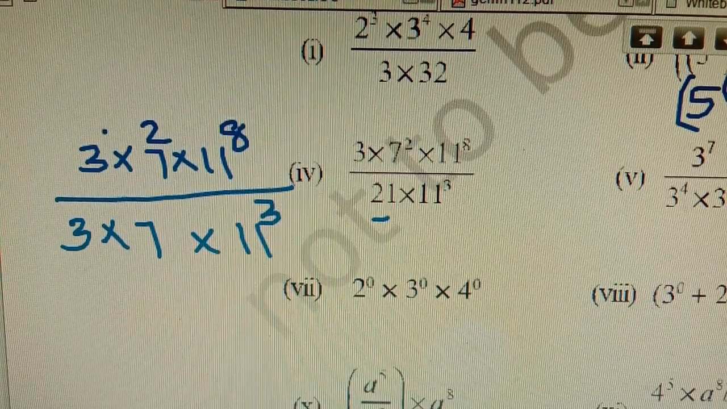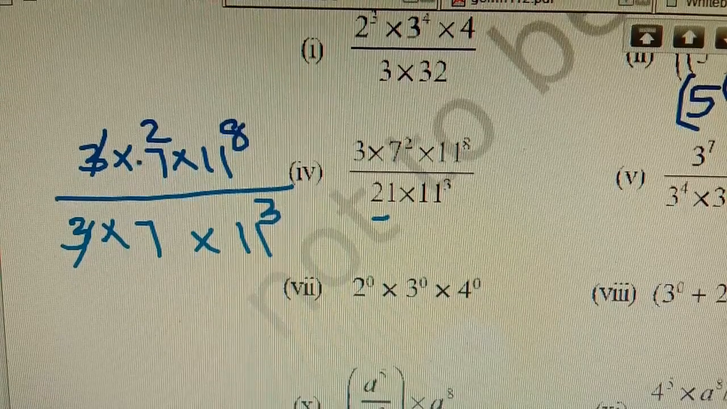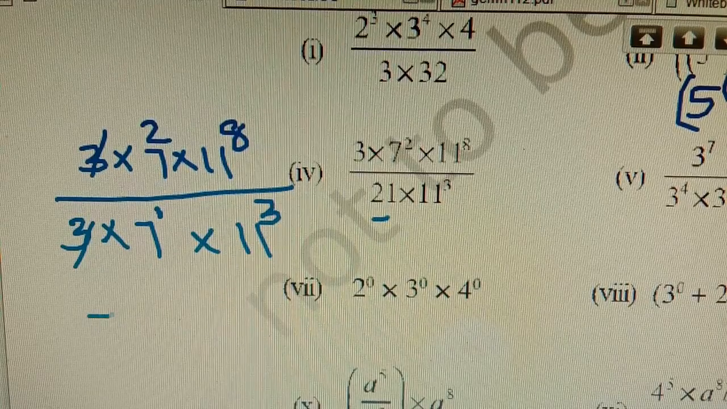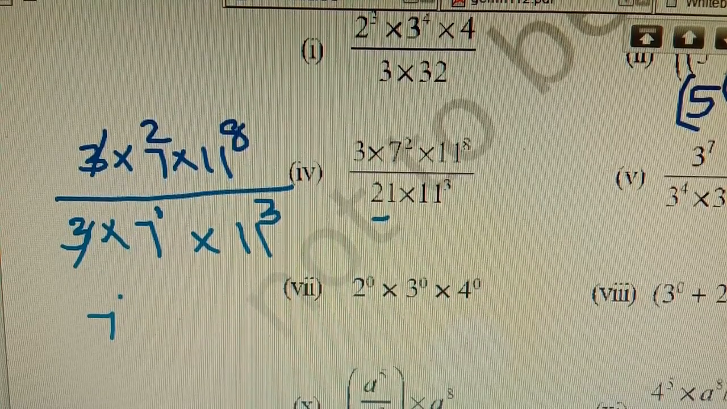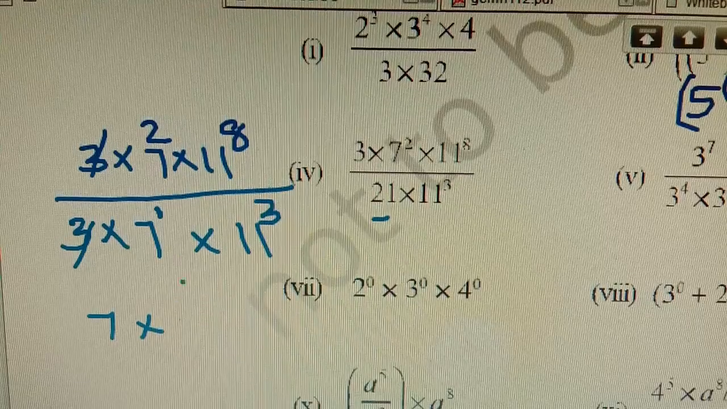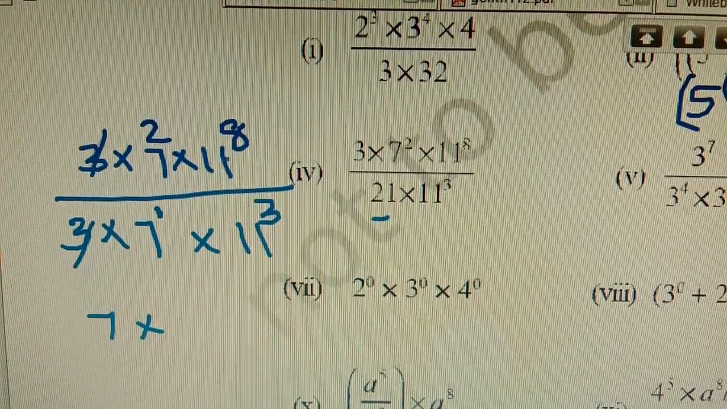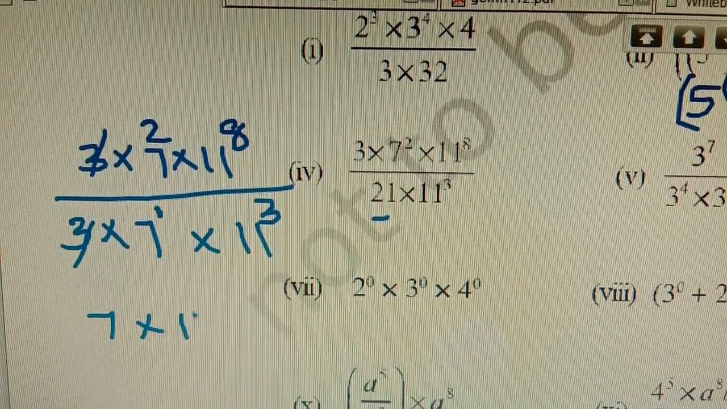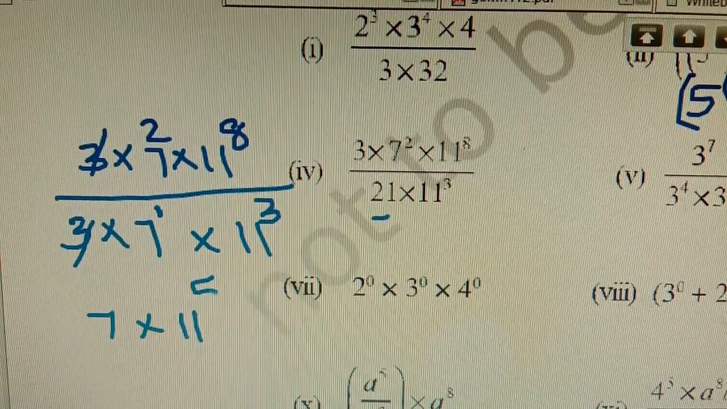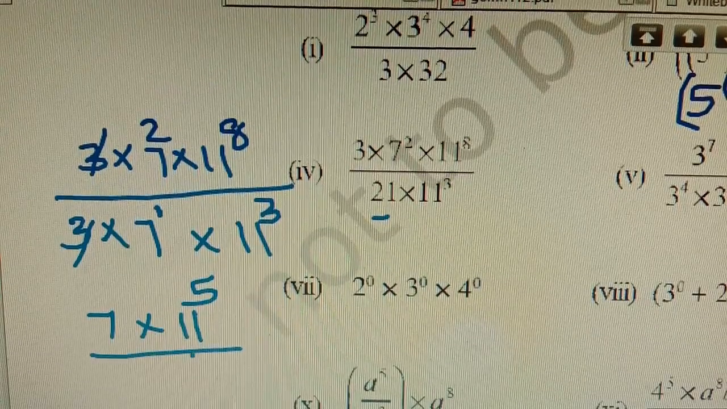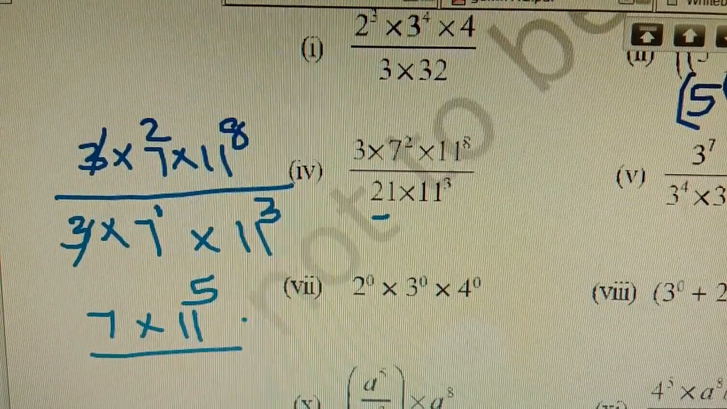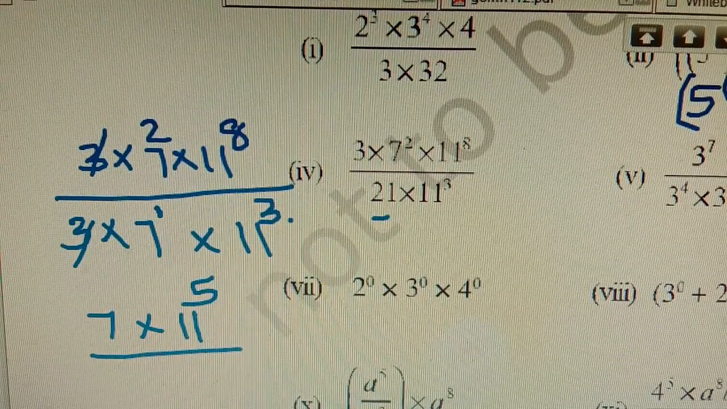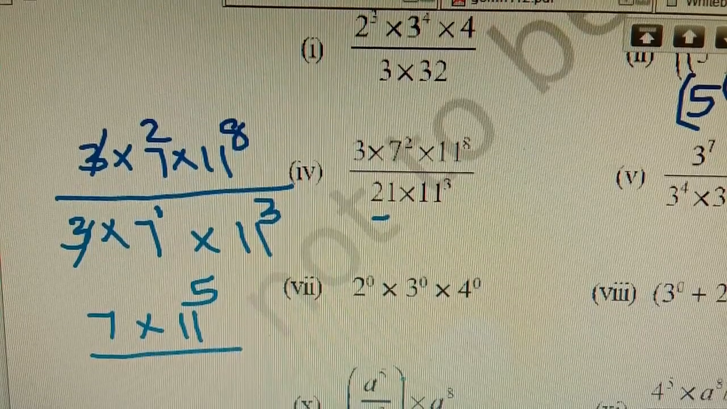So these two 3's we can cancel, and 7 square and 7 means 7 to the power 1. So by subtracting, 7 to the power 2 minus 1, that is 7 to the power 1 itself. So that is 7, or otherwise 7 square by 7 എന്ന് പറഞ്ഞാൽ 7. Then 11 to the power 8 divided by 11 to the power 3. So 11 to the power 8 minus 3, that is 5. So the answer is 7 into 11 to the power 5. Okay, 11 to the power 8 divided by 11 to the power 3 എന്ന് പറഞ്ഞാൽ 11 to the power 8 minus 3. So that is 11 to the power 5.